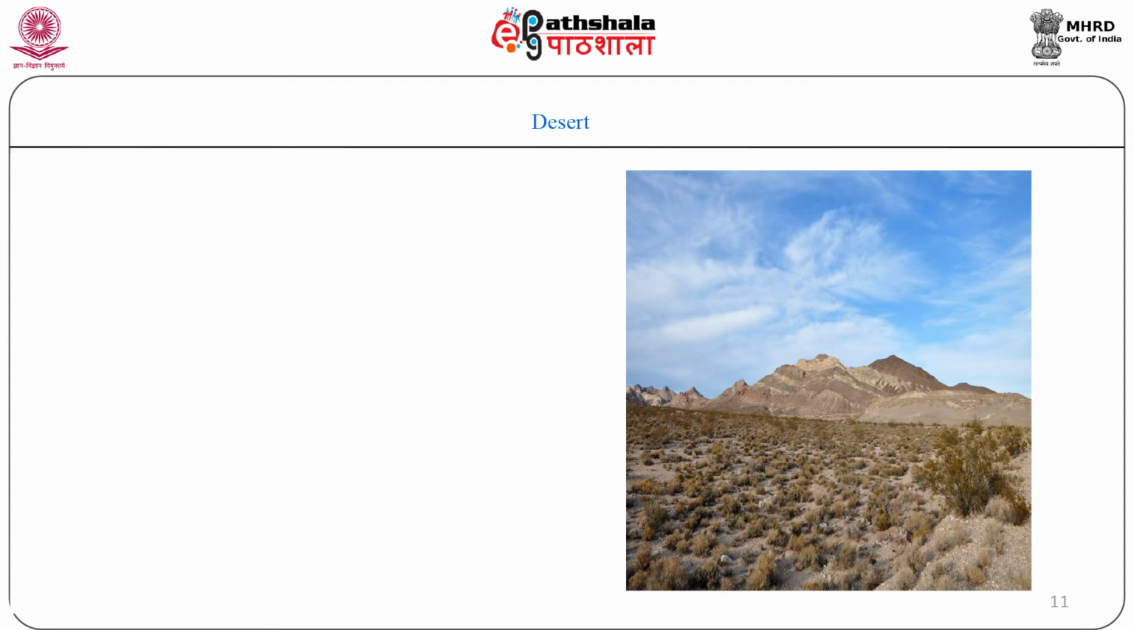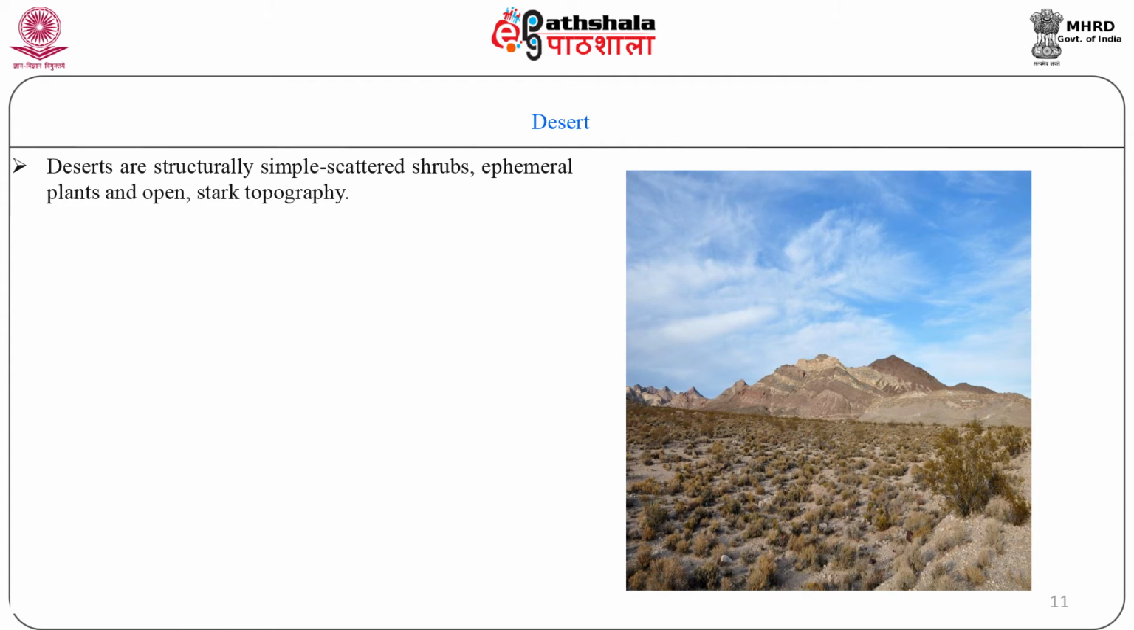Desert biomes. Deserts are structurally simple, with scattered shrubs, ephemeral plants and open, stark topography. Talking about the climate, the arid regions of the world occupy 25 to 35% of Earth's landmass. Much of this lies between 15 and 30 degrees latitude. Deserts result from dry descending air masses within these regions, the rain shadow of coastal mountain ranges, and remoteness from oceanic moisture.